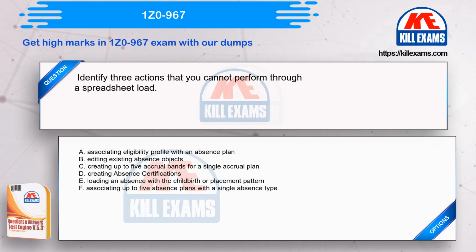Identify 3 actions that you cannot perform through a spreadsheet load. Option A. Associating eligibility profile with an absence plan. Option B. Editing existing absence objects. Option C. Creating up to 5 accrual bands for a single accrual plan.